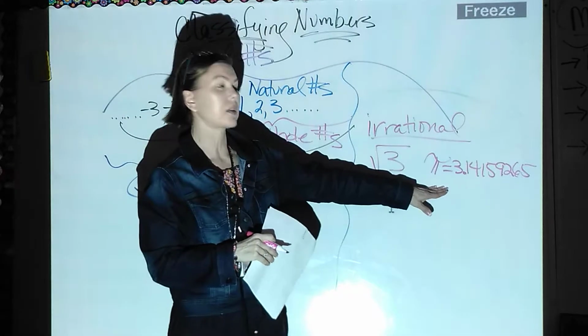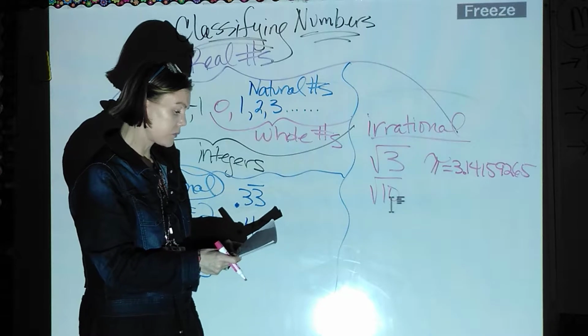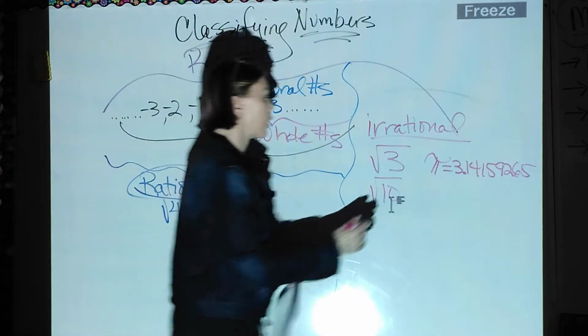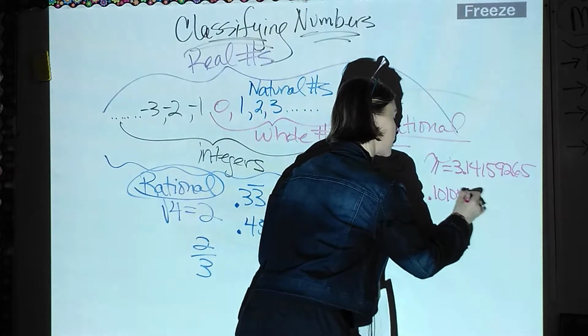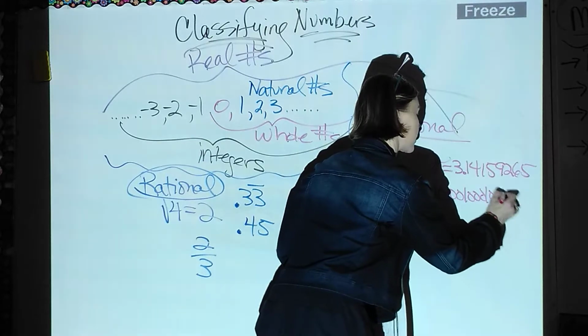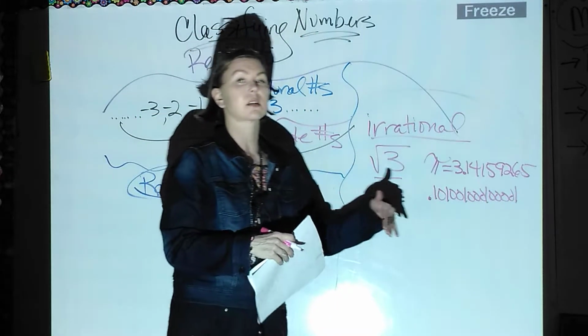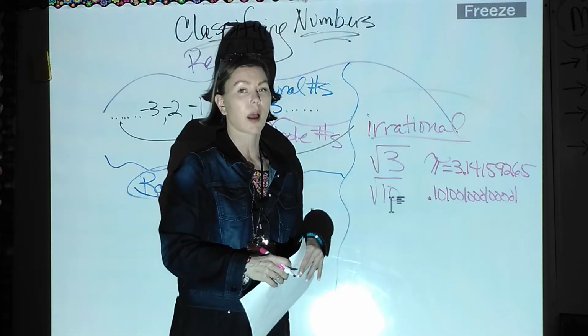So that's an example of a decimal that does not repeat, okay? And then, or a decimal that doesn't terminate, it just keeps going. So if you have 0.101001000100001, you get the idea. A decimal that doesn't terminate, it just keeps going and going, that's considered irrational.